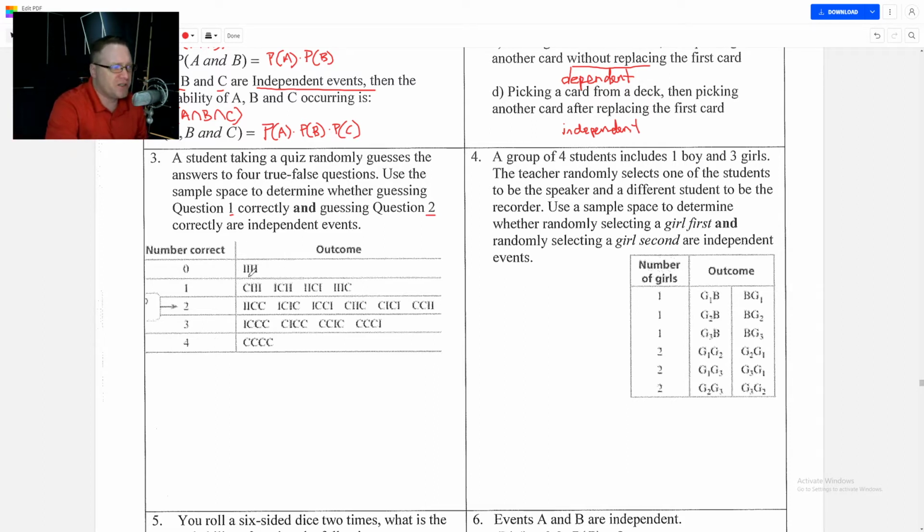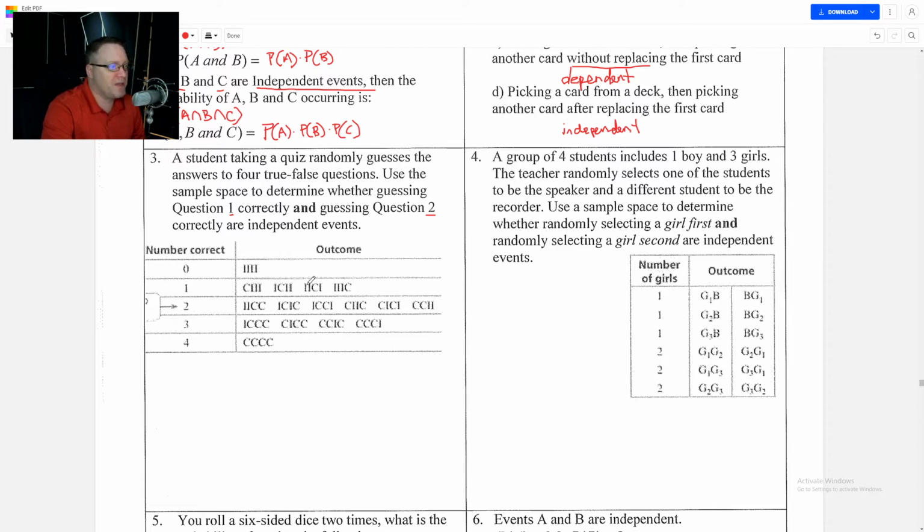So let's look at this sample space. What does it mean? It says number of correct 0, and we have I. Well, I probably means incorrect, right? So that means the first question we got incorrect, second question incorrect, third question incorrect, fourth question incorrect. And in this one, it says C, I. Well, C means correct, so it's correct, incorrect, incorrect, incorrect.